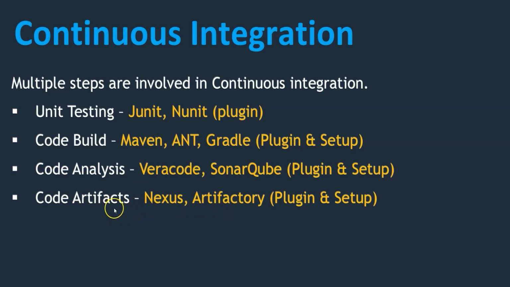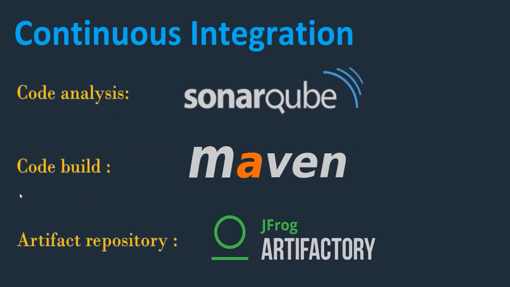We don't store artifacts on a source code management tool, nothing but Git or Bitbucket. On these we don't store. We need to use artifact repositories for those. You are going to understand more details about this in the later sessions. So for code analysis, we are going to use SonarQube, for code build Maven, and for artifact repository JFrog Artifactory. These tools we are covering in this course.